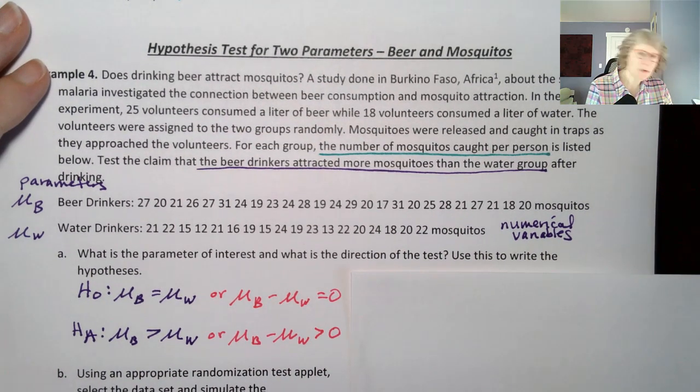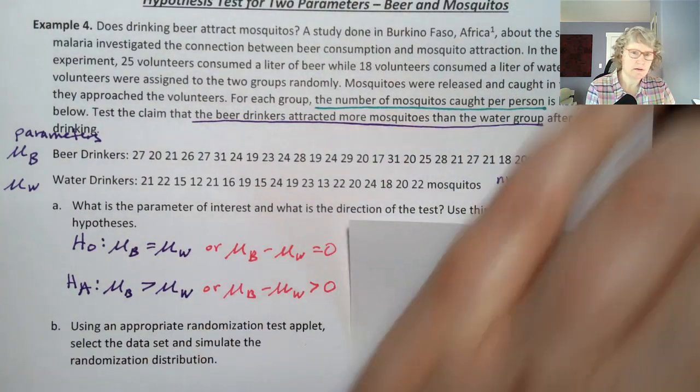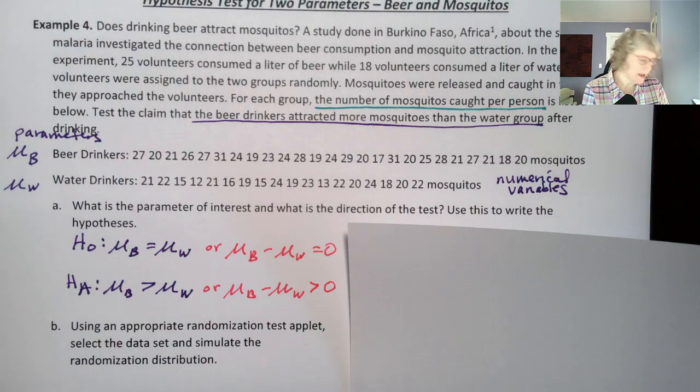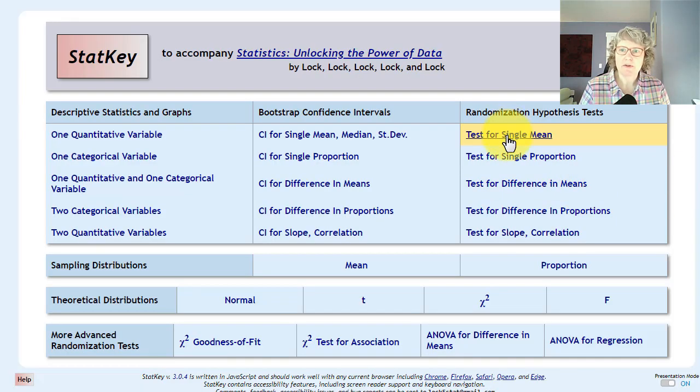Okay, great. So now letter B here says, using an appropriate randomization test applet, select the data set and simulate the randomization distribution. Okay, just like we've been doing. So let me go over to our StatKey apps. These are on the right column. These are our randomization hypothesis tests. So we've used mean and proportion. We also saw the Rossman Chance for proportion. You can choose between those two for that one, and then difference in means or difference in proportions. So we need to go to difference in means, okay?